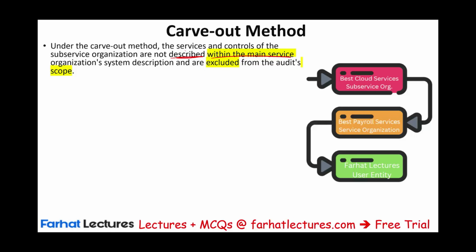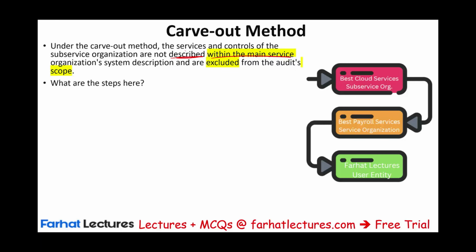So remember, we talked about the description and the scope of the audit. If we are using the carve-out method, we don't include the subservice organization description because they are being carved out. They're not part of the audit. Now, when do we carve them out? We're going to find out. But first, what do we do if they are carved out? Let's assume they are not included. So what are the steps if we're using the carve-out method?